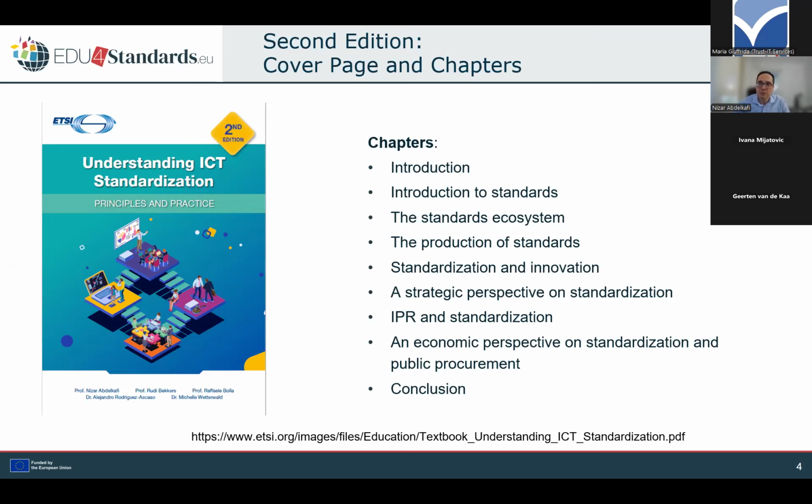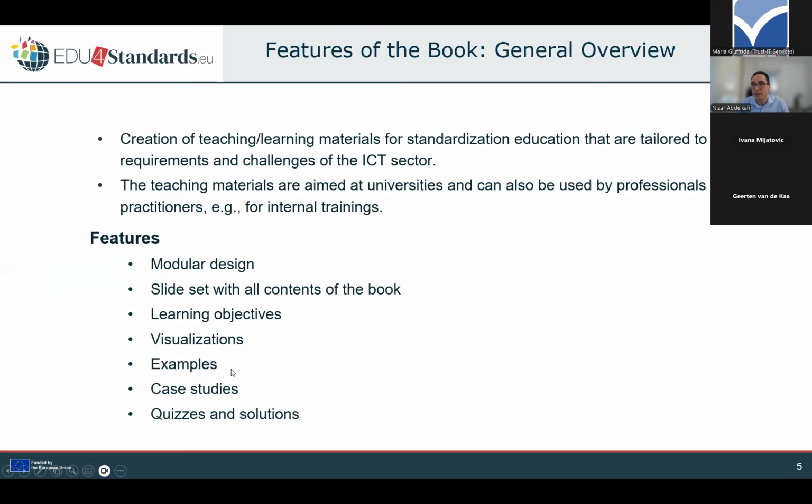So this is, by the way, the cover page of the second edition. If you are interested in downloading the book, you can download it for free at Etsy. Here you have the link to the textbook, and you can download it as a PDF document.